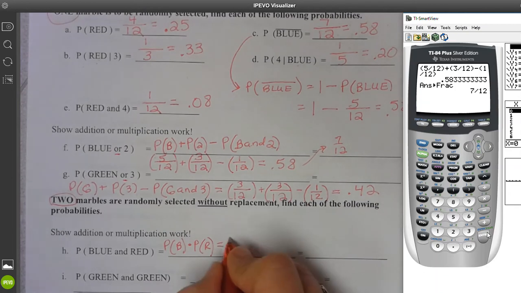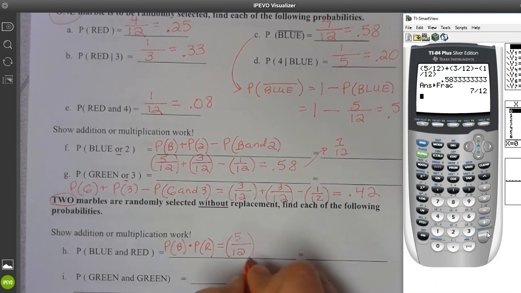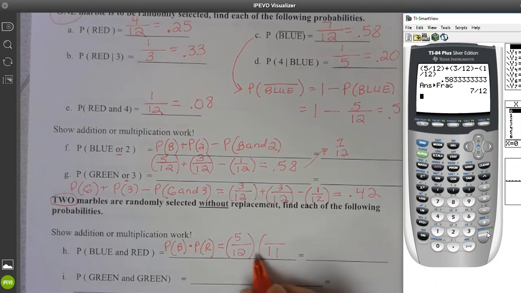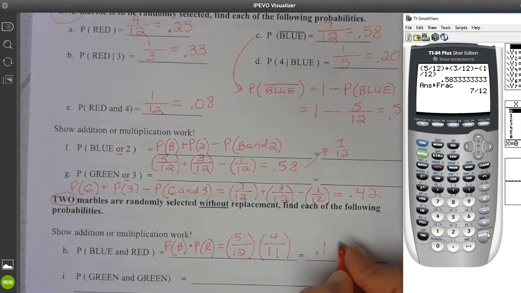We are not putting that first marble back in the bag. So the probability of getting a blue, there's 12 marbles, 5 are blue, times, now there's only 11 marbles because we didn't replace that first one, and there's 4 that are red. So doing the math, you get 0.15.